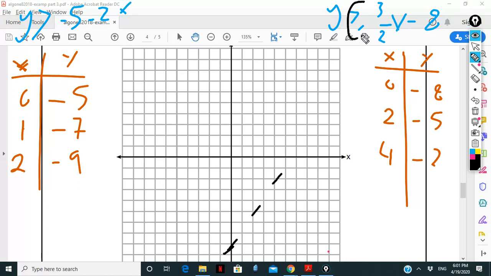Do I have equal sign? Yes, so it's solid. And this is the equation I have to label it. Y is more than or equal to 3 over 2 x minus 8.